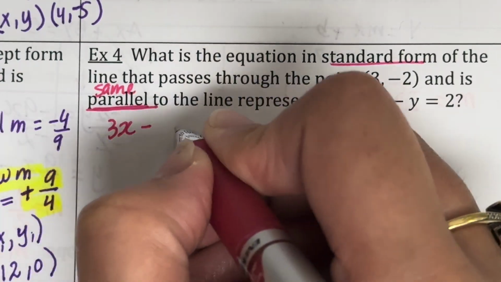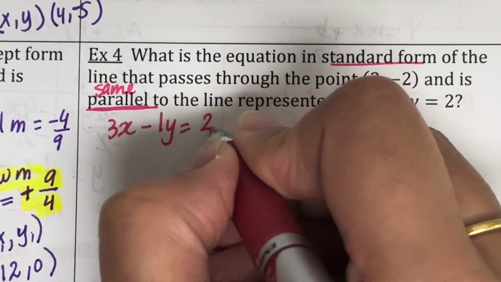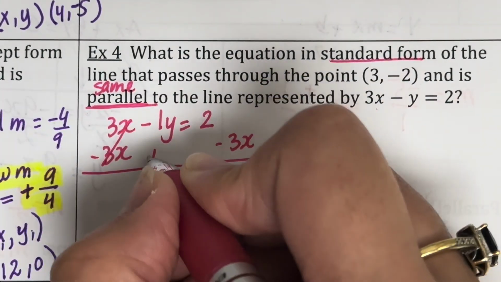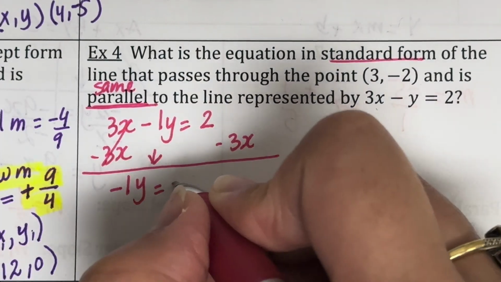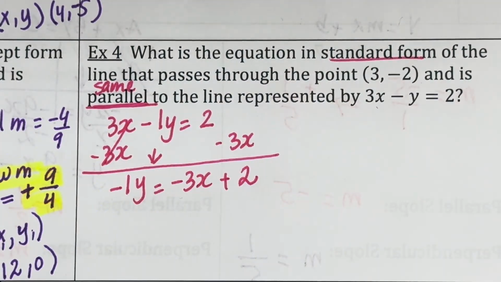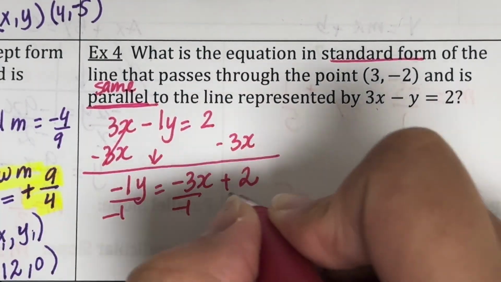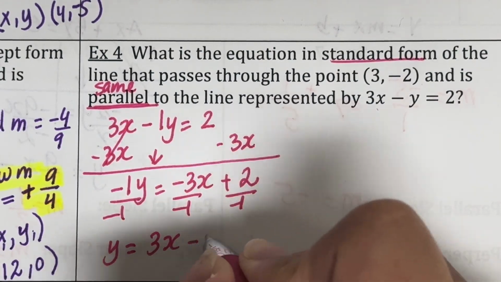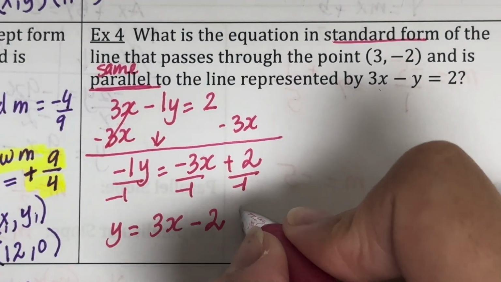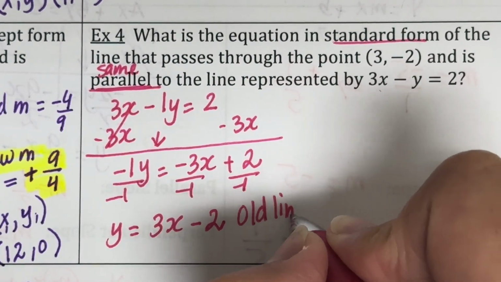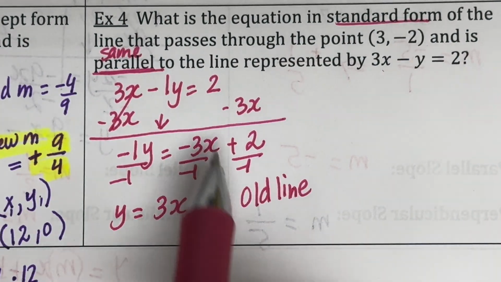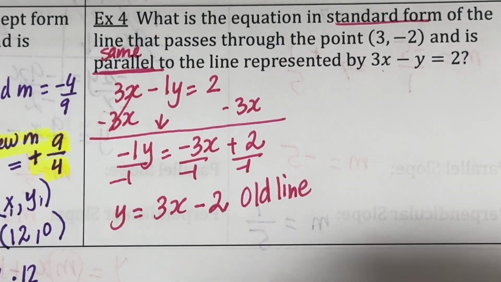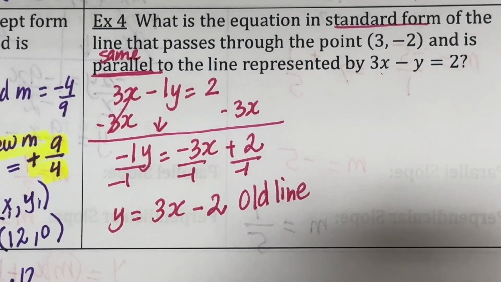So my process: 3x minus 1y equals 2. Subtract 3x on both sides. Bring down -1y equals -3x plus 2. Last step, divide by -1. You are left with y equals 3x minus 2. So this is my old line, because I just figured out the old line. My slope is 3. So old slope and the new slope, since they are parallel, are going to be the same.